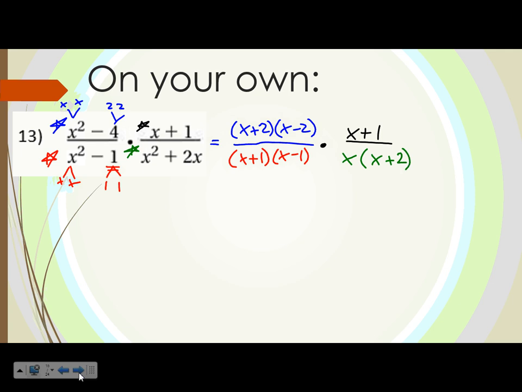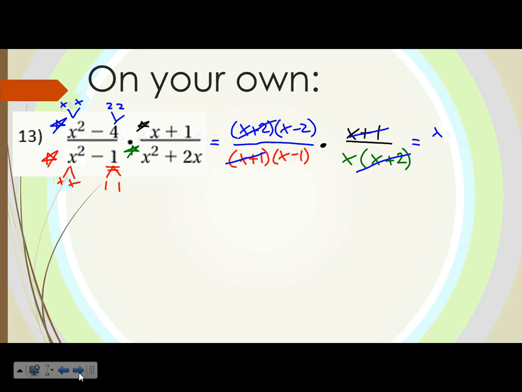This is where, like I said, it might not be a bad idea to come here and find all your excluded values. Wouldn't be a bad idea at this point before you cancel, but we haven't been doing it that way, so that's okay. So if you see the same thing on top and bottom, we can cancel. So I have an x plus 1 and x plus 1 that cancel. I have an x plus 2 and an x plus 2 that cancel, because one's on top, one's on bottom. That's really all you can cancel.